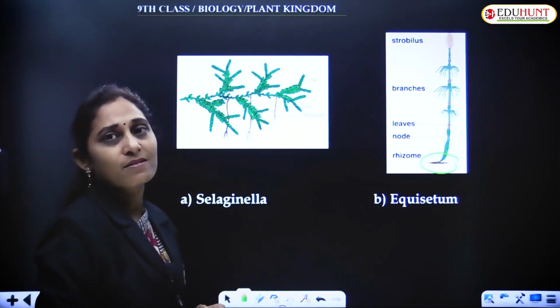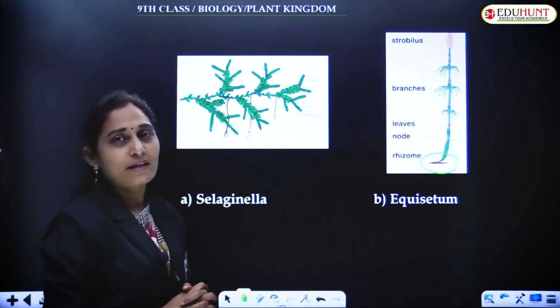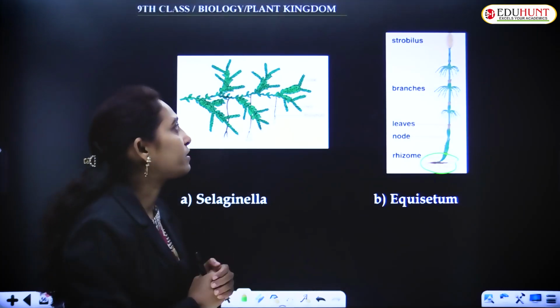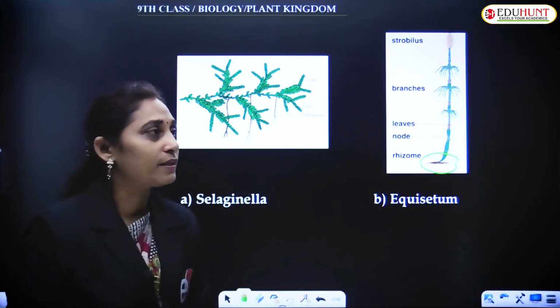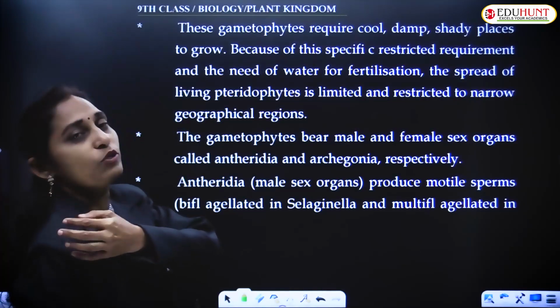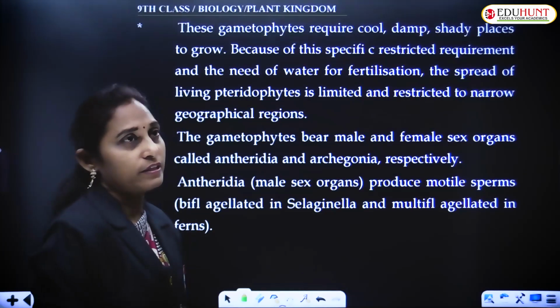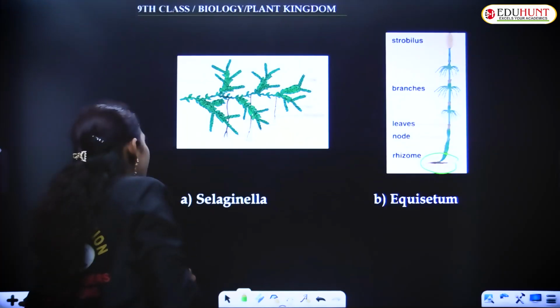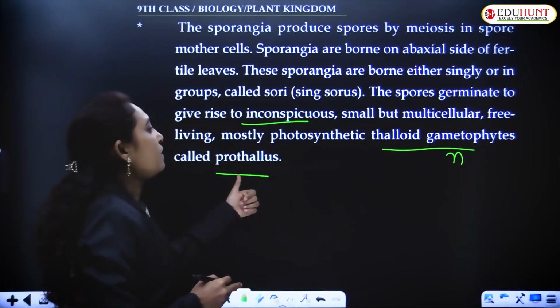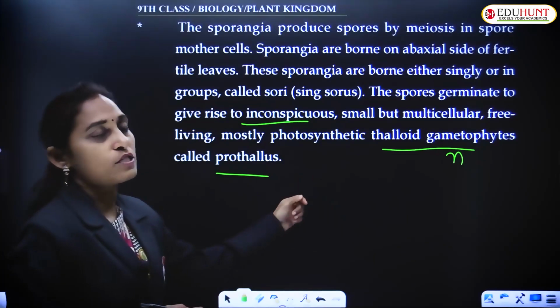At the apex, the sporophylls aggregate into a cone-like structure called the strobilus, which is present at its tip. The gametophytes, just now we have seen that the prothallus is the gametophyte, which is the resultant of the germination of the spore.